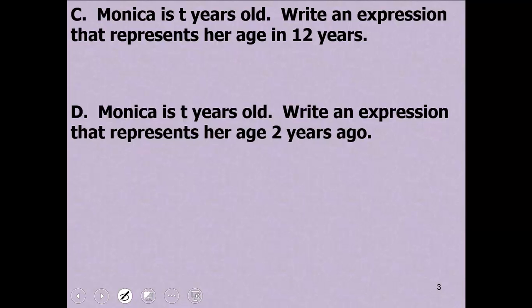So try this one. Monica is T years old. We don't know exactly how old she is. We just know that she's T. Write an expression that represents her age in 12 years. 12 years from now means we want to add 12 years, right? So this would just be T plus 12. Why don't you hit pause, try the next one, and come back and see if you got it right.